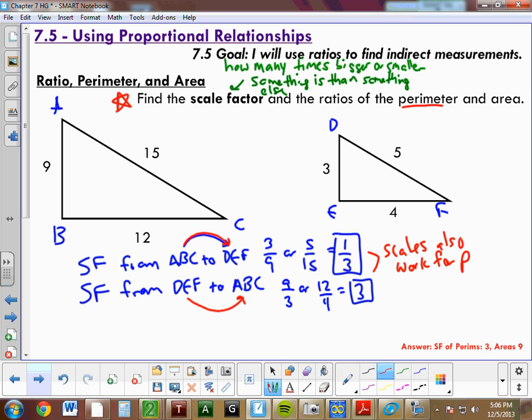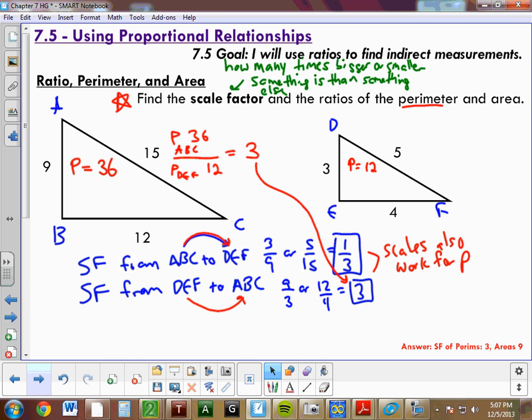So to show you an example, the perimeter of this figure, 9 plus 15 is 24. 24 and 12 is 36. If I look at the perimeter of this smaller figure, 3 and 5 is 8. 8 and 4 is 12. If you take 36, which is the perimeter of A, B, C, and you divide it by the perimeter of D, E, F, which is 12, you end up with 3, which makes sense because it's the same one that's down there.